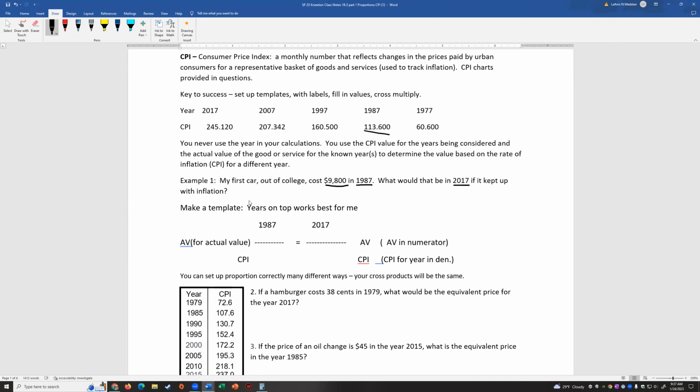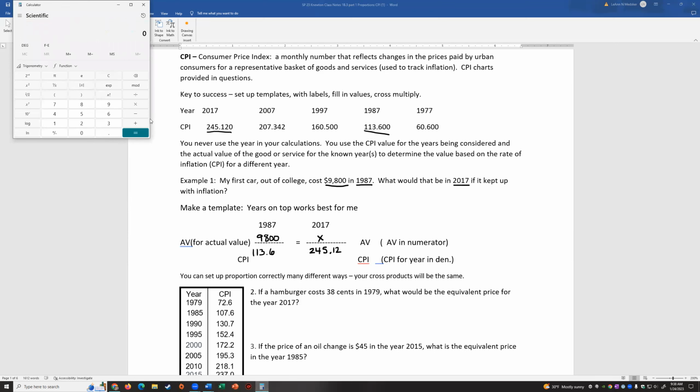If we look up here, we can get our CPI. We know our actual value. So 9,800 over the CPI, which was 113.6. You can drop off the zeros if it's just zeros. And then we don't know what that car would have cost in 2017, but we do have the CPI for 2017. That's 245.12, and again, just drop off that last zero since it doesn't change the value. Then we're going to take our calculator and cross multiply this.